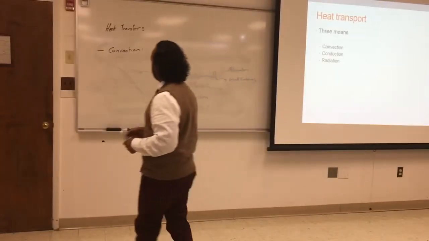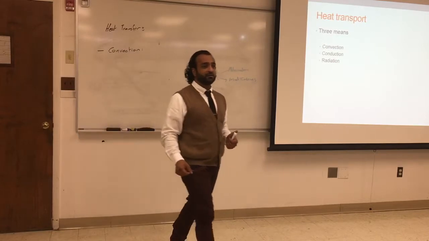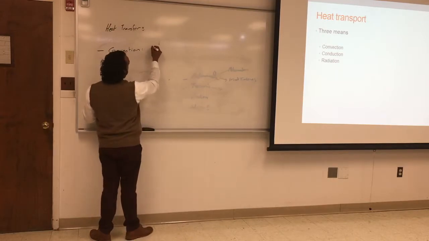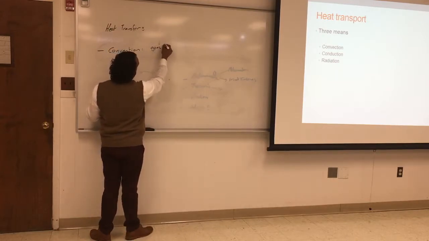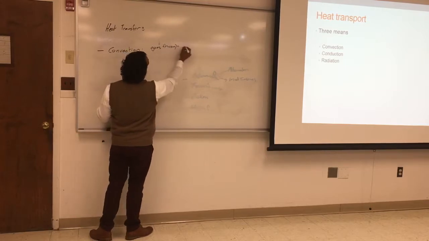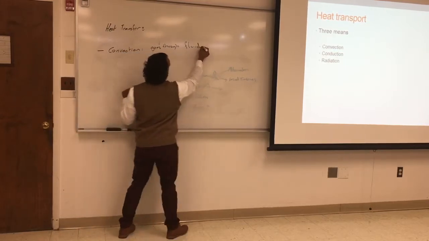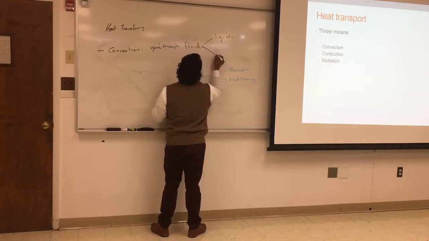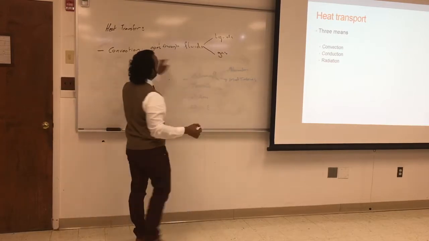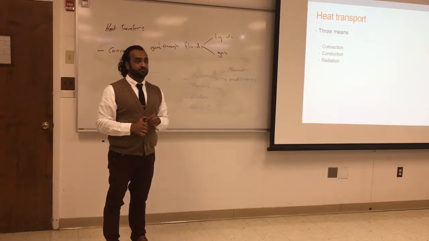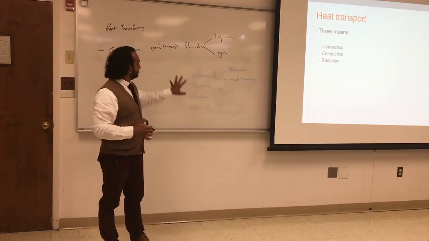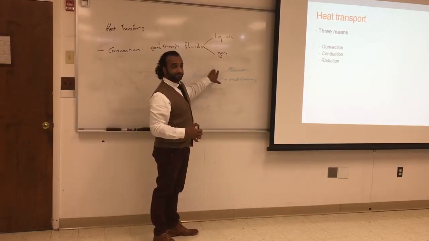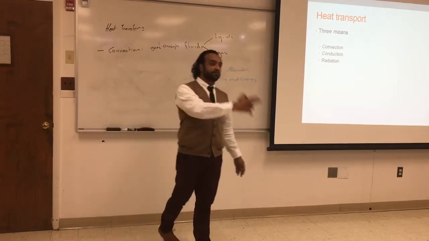And so we use convection to transfer heat through water. Liquids and gas, fluids, liquids and gas. Make sense? Convection has to be through fluids. Fluids are liquids and gas. And there are two types of convection.